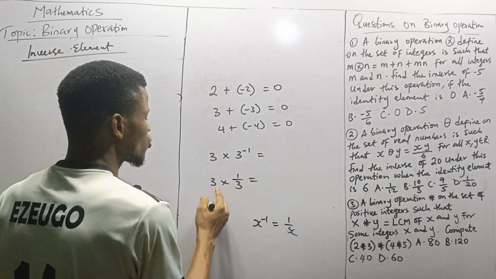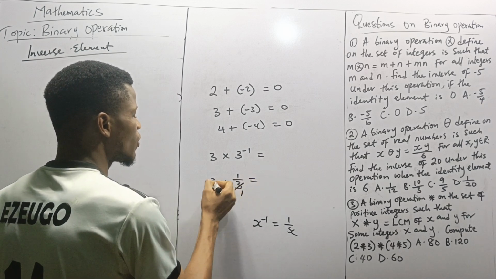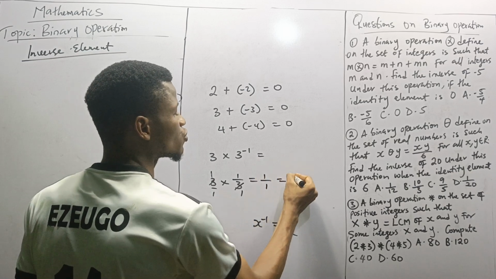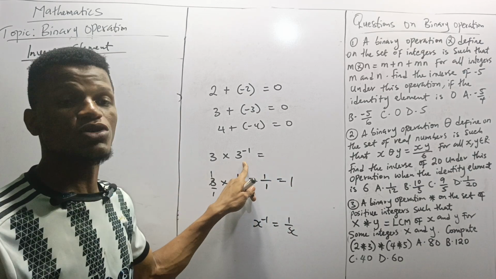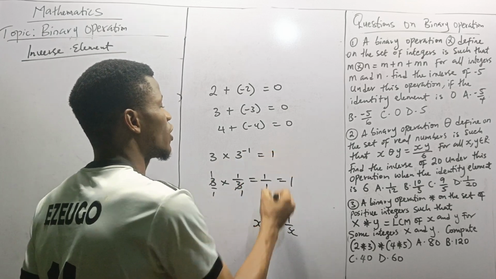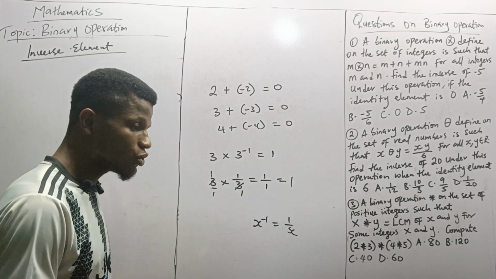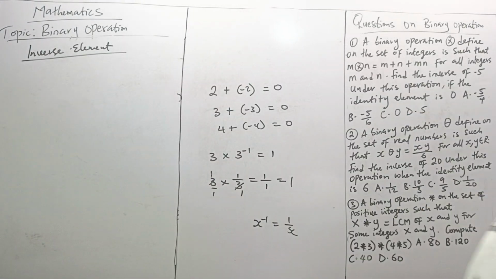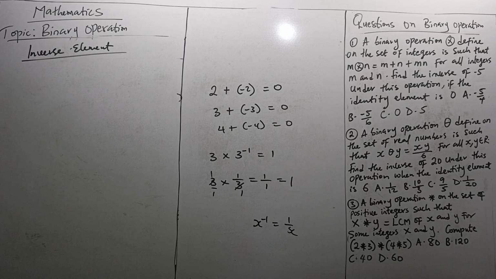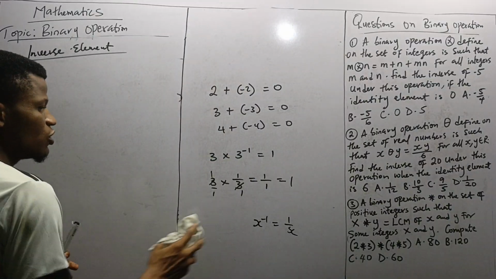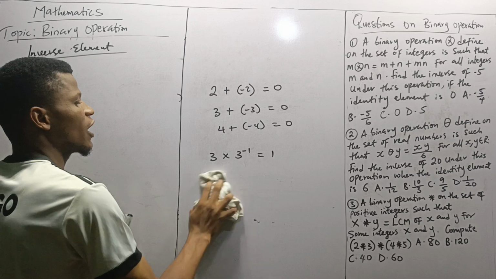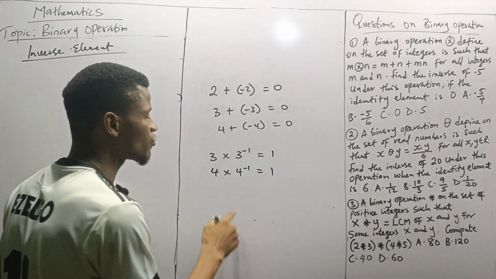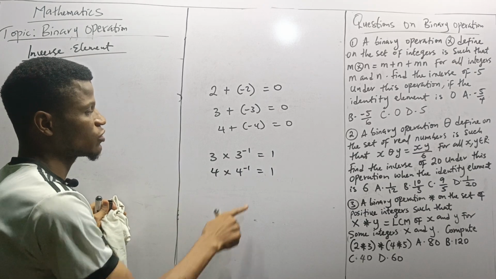All right. So we can do this over 1. We can say 3 here, 1, 3 here, 1. 1 times 1 is 1 over 1 times 1 is 1. So which is what? 1. So of course, 3 times 3 raised to the power minus 1 should give you 1. Okay. So from this activity, we can extend this to 4 times 4 raised to the power minus 1, which will give us 4 times 1 over 4, which is 1.